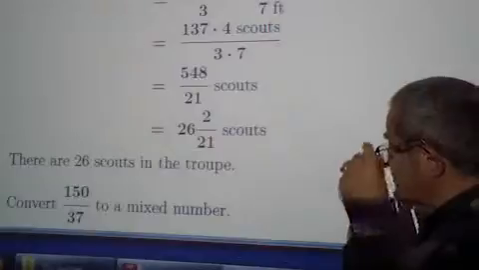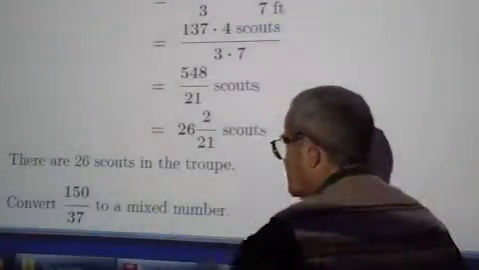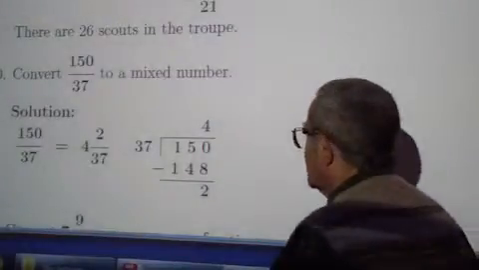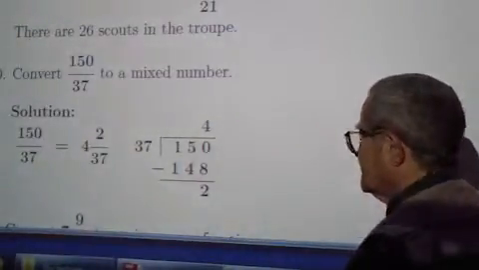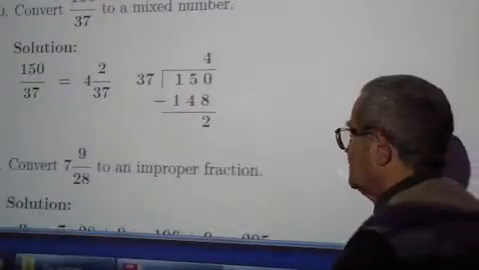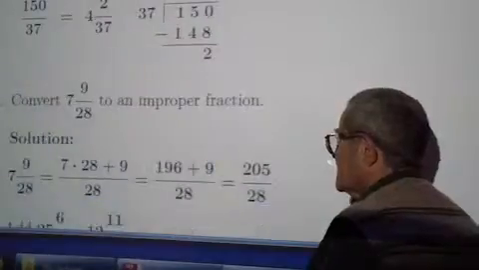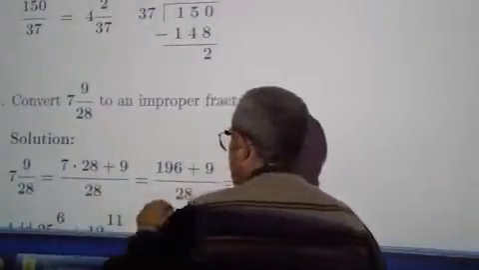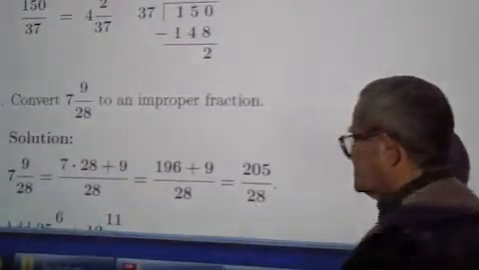Convert 150 over 37 to a mixed number. Well, divide 37 into 150, and you get 4 and 2 over 37. Convert 7 and 9 over 28 to an improper fraction. 28 times 7 plus 9 is 196 plus 9, or 205 over 28.